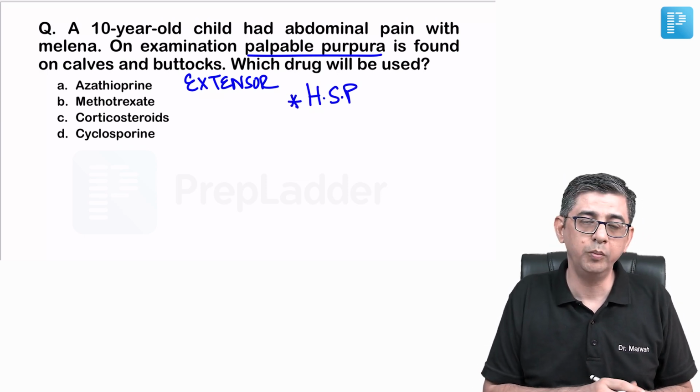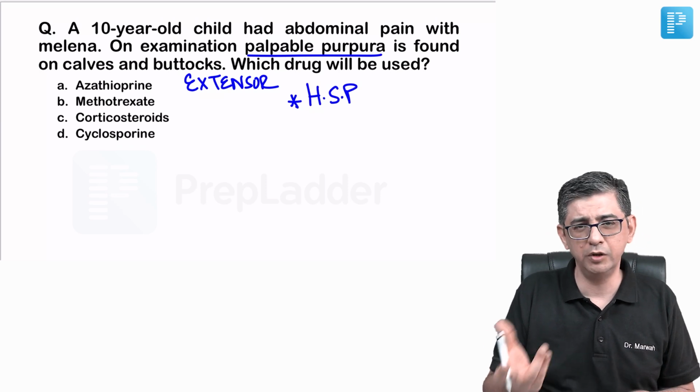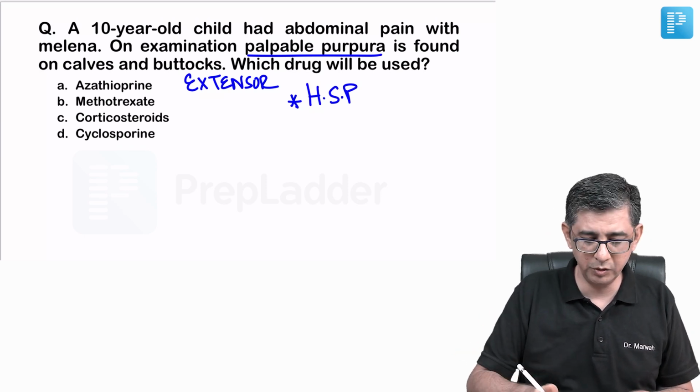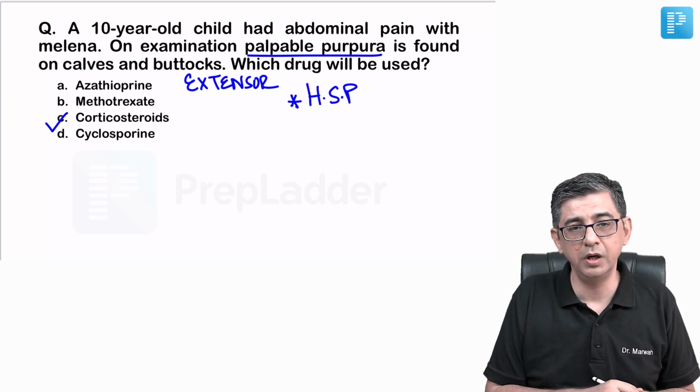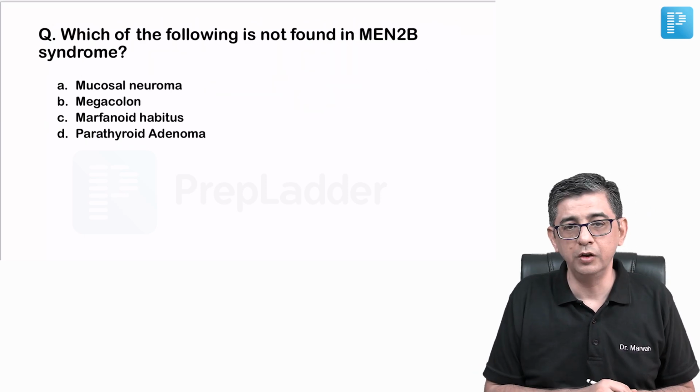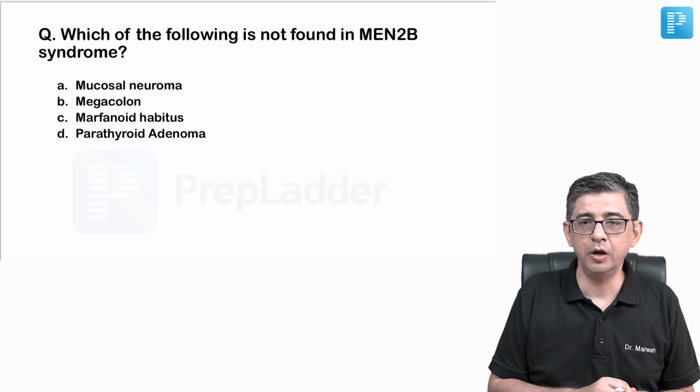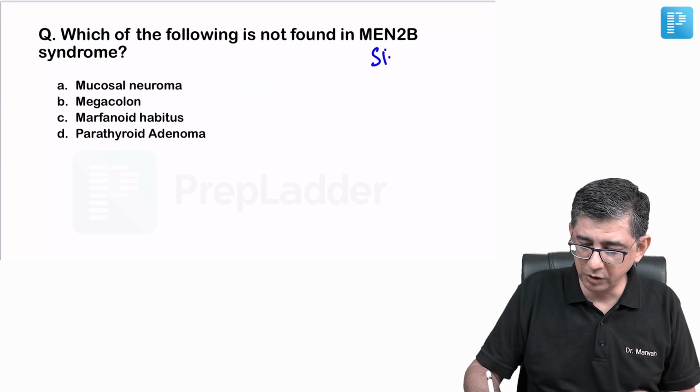And he asked what drug would be used first line for this case. Even if the first line word was not given, initial treatment would be steroids only. Corticosteroids would be the answer to this question. Then he asked which of the following is not found in MEN 2B syndrome, and that would be Sipple syndrome.